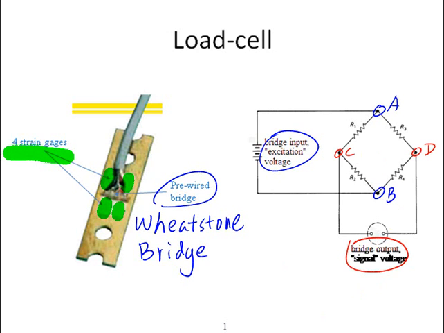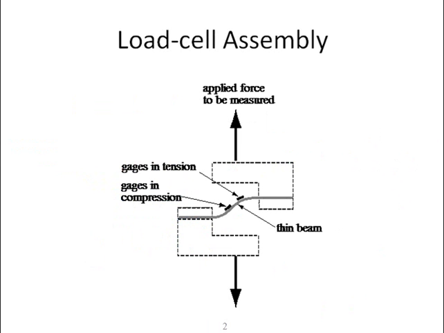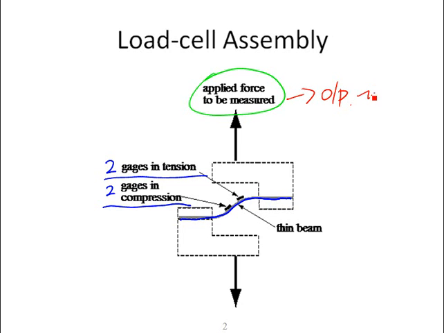If there's no load, all resistances are equal, and the output of the Wheatstone bridge is zero. However, when an external force is applied on the load cell, the strain gauges will be experiencing different types of forces based on the location, and this will result in the change of the resistance of the strain gauge. Correspondingly, the output of the Wheatstone bridge can be measured, and the magnitude of the output of the Wheatstone bridge is dependent on the magnitude of the force that is applied.